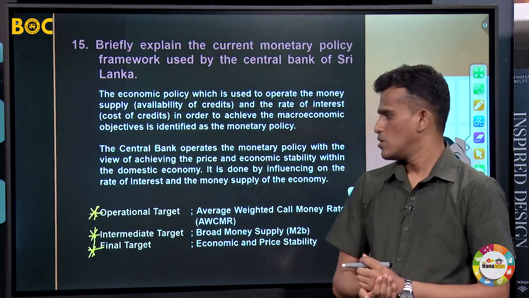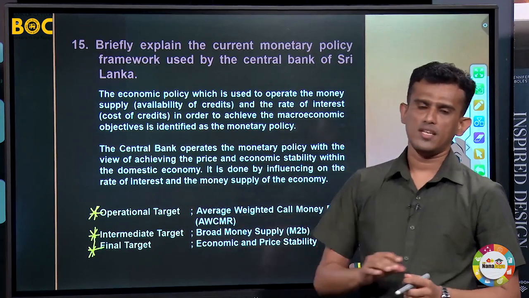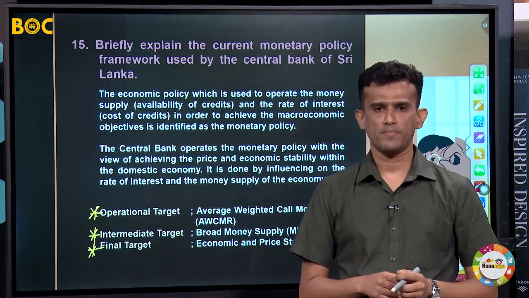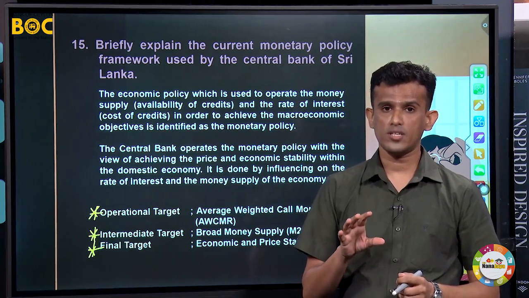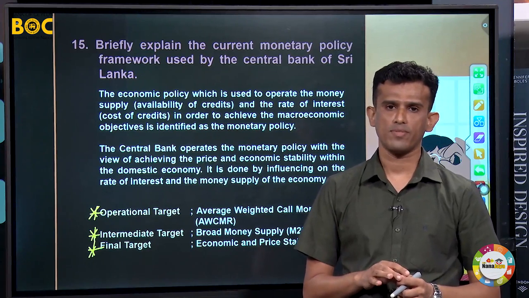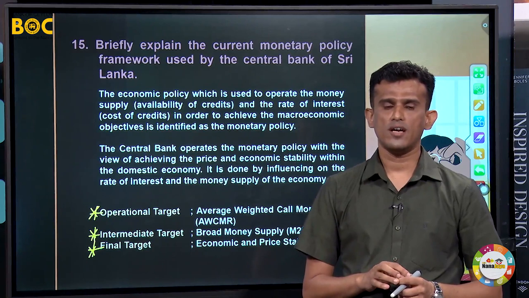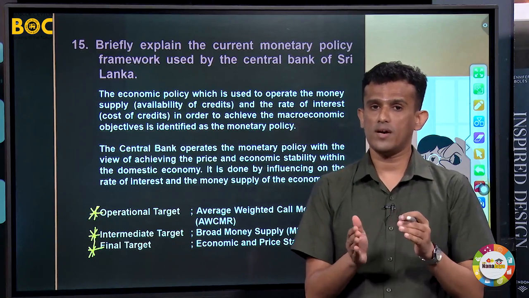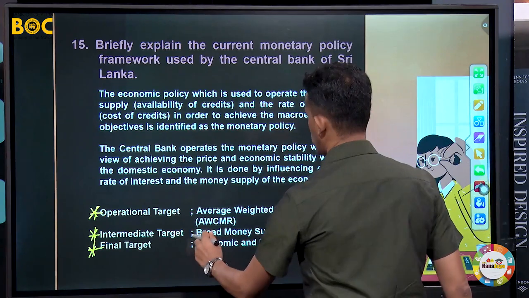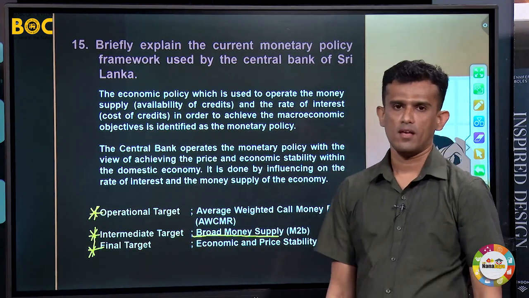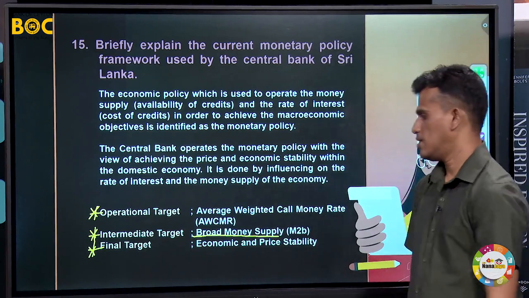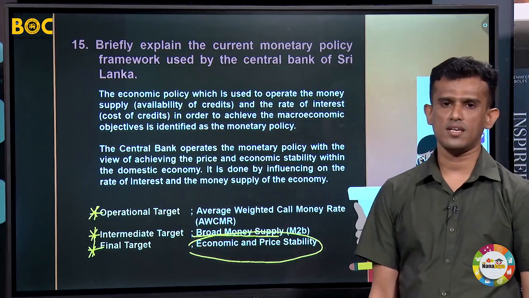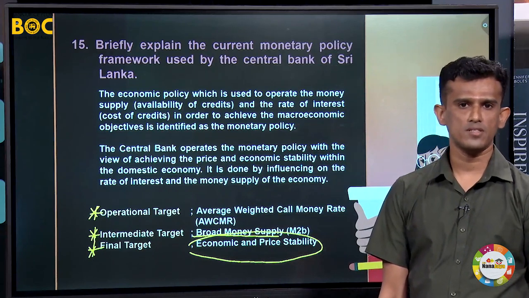Right. So the average interest rate in the interbank call money market is used as the operating target of the monetary policy framework of the central bank. By influencing the average interest rate in the interbank call money market, the central bank is expecting to influence the broad money supply of the economy. By operating the broad money supply, they are expecting to achieve their final objective of economic and price stability. So these are the three targets of the current monetary policy framework of the central bank.